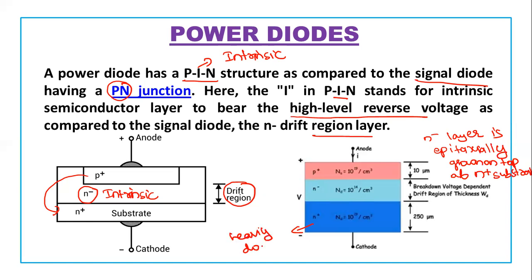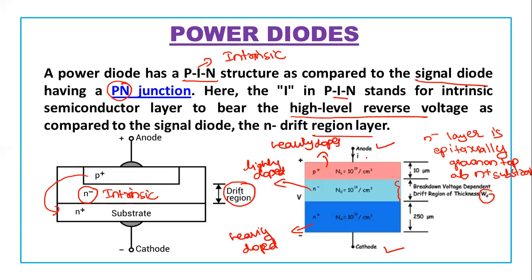So in a power diode, the N plus layer is heavily doped, this is somewhat lightly doped, and here it is again heavily doped. This is the anode side and this is the cathode side, and this is the width also. It is 10 micrometer to 50 micrometer, and this is the width WD, the breakdown voltage dependent drift region thickness WD. I hope this much of the structure is clear for you, right?